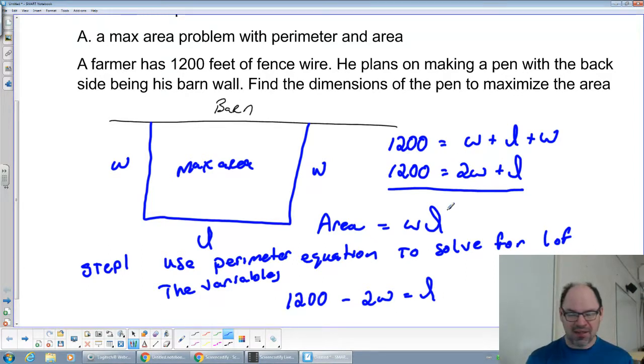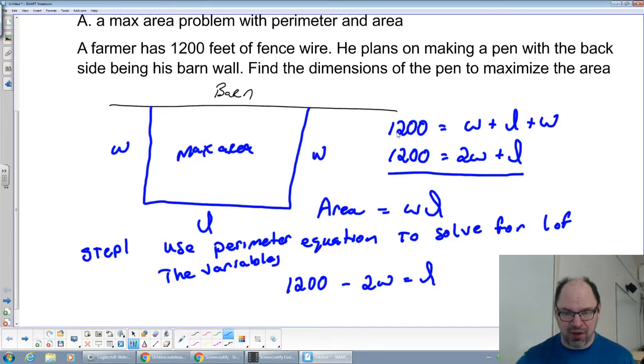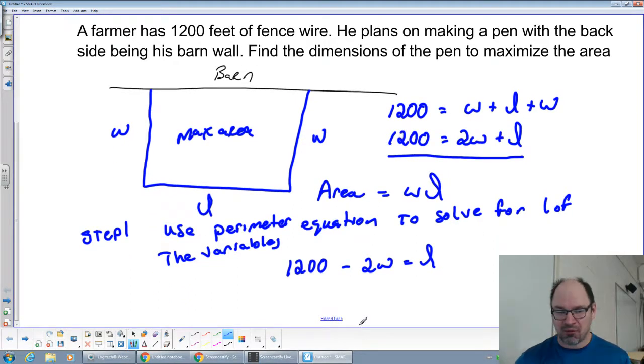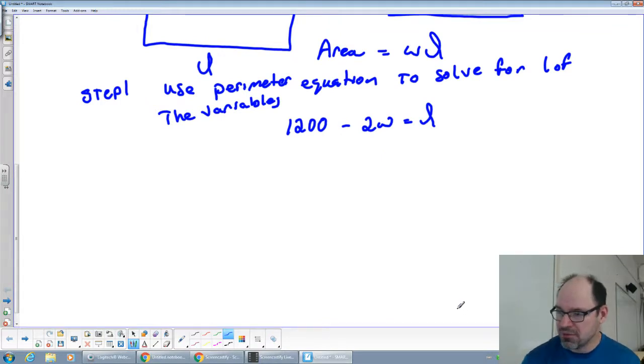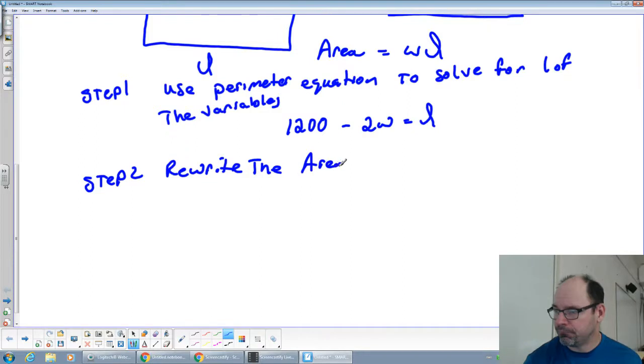Okay. Second step is now to rewrite the area formula in terms of one variable. Because we're maximizing area, we want it in one variable. So we rewrite the area formula in terms of one variable.